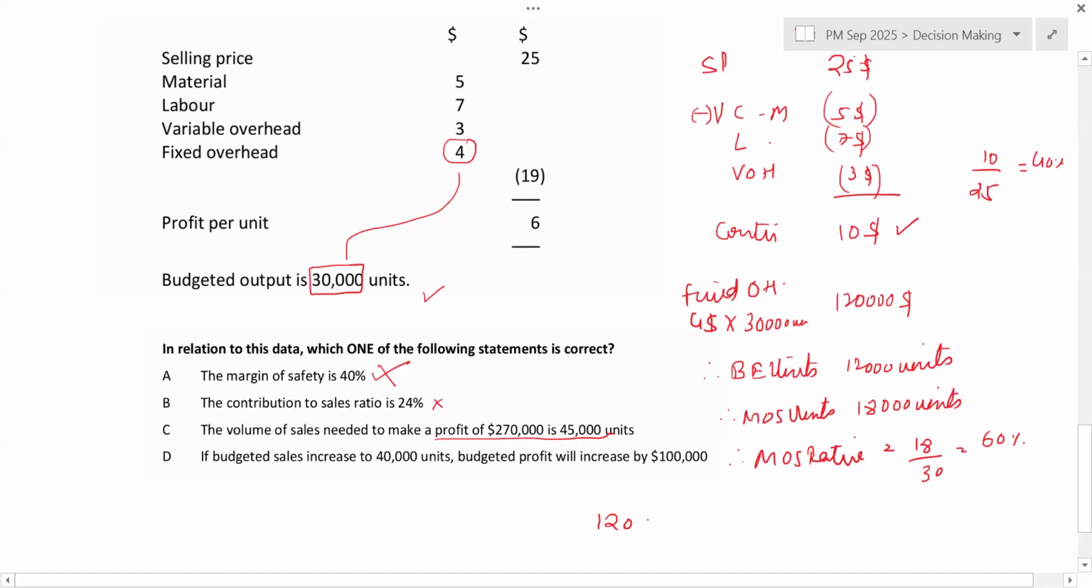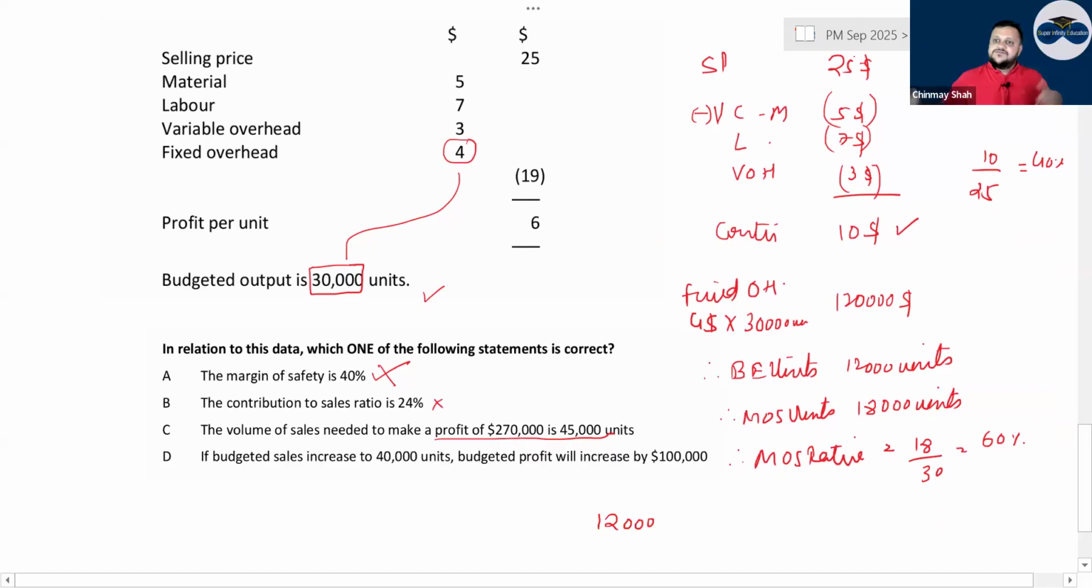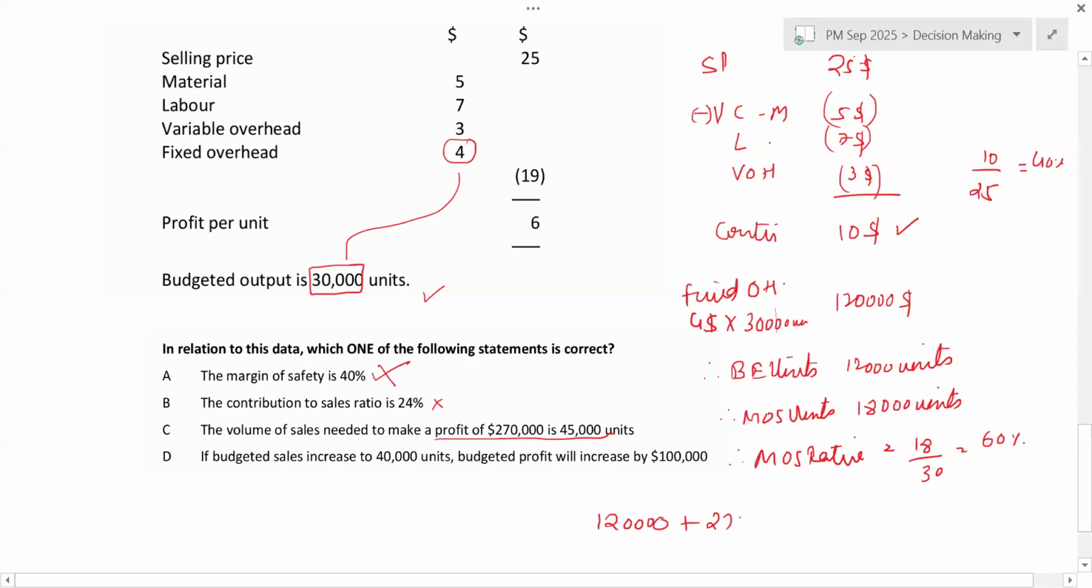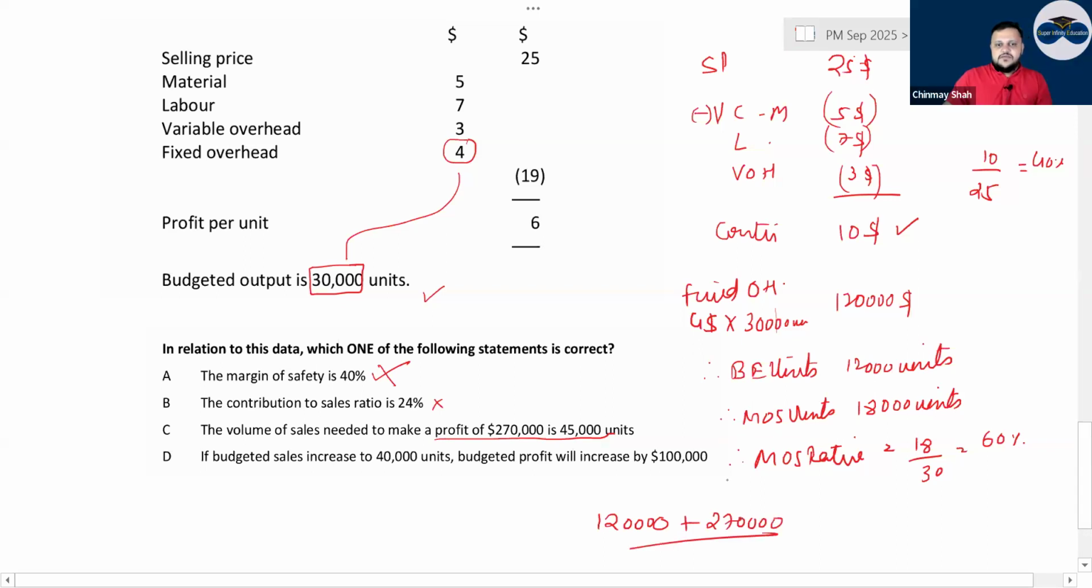Fixed cost 120,000 plus profit. You have to find what volume of sales, not total sales. Correct? 120,000 plus 270,000 divided by contribution, $10. How many units? 39,000 units. So this is also not correct.